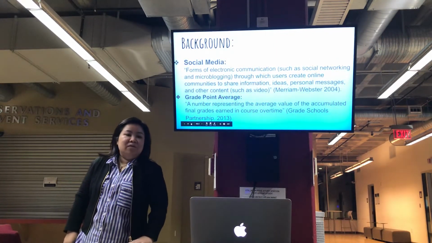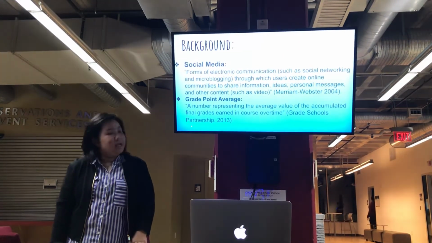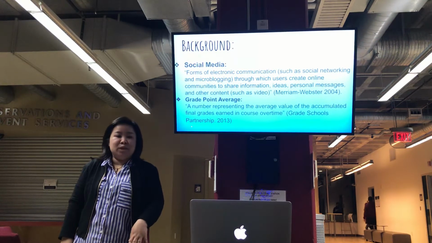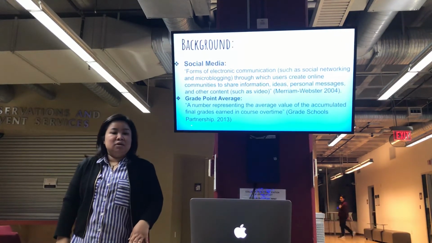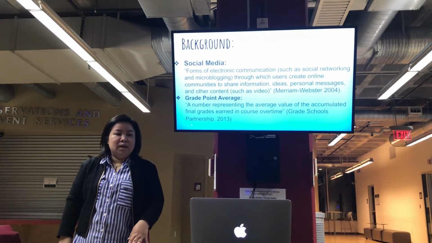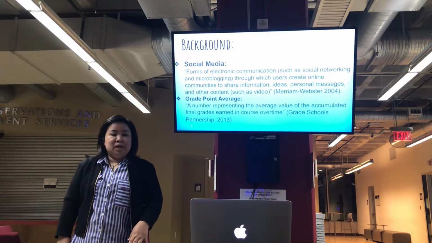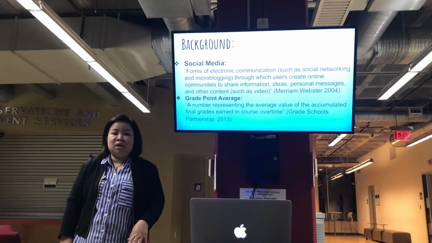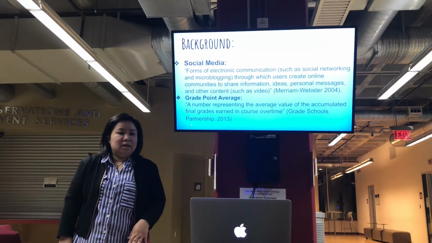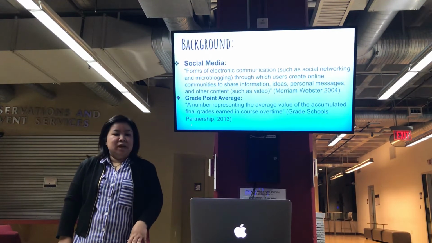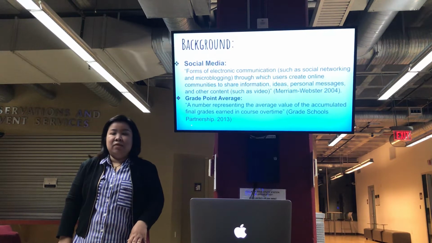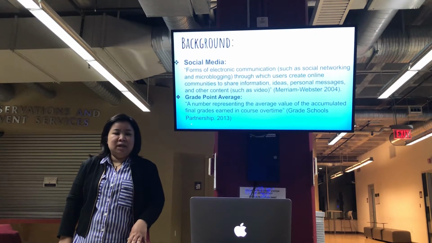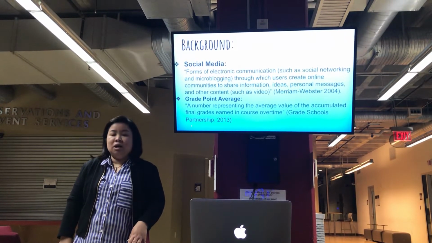For the background in our research, social media is a form of electronic communication, such as social networking and microblogging, through which users create online communities to share information, ideas, personal messages, and other content. The grade point average is a number representing the average value of the accumulated final grades earned in courses over time.